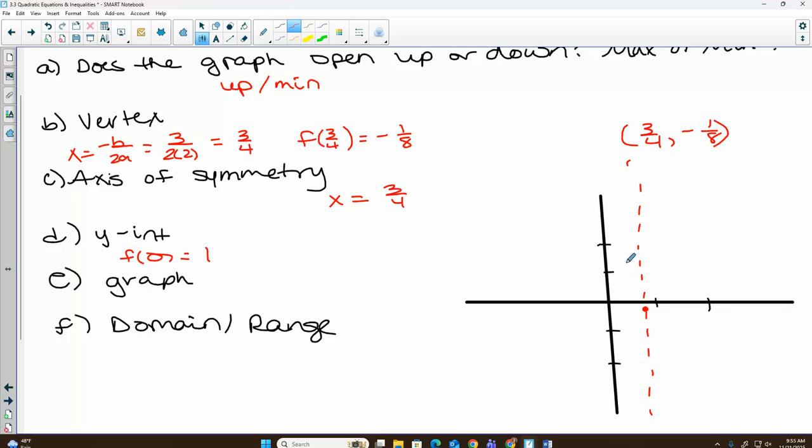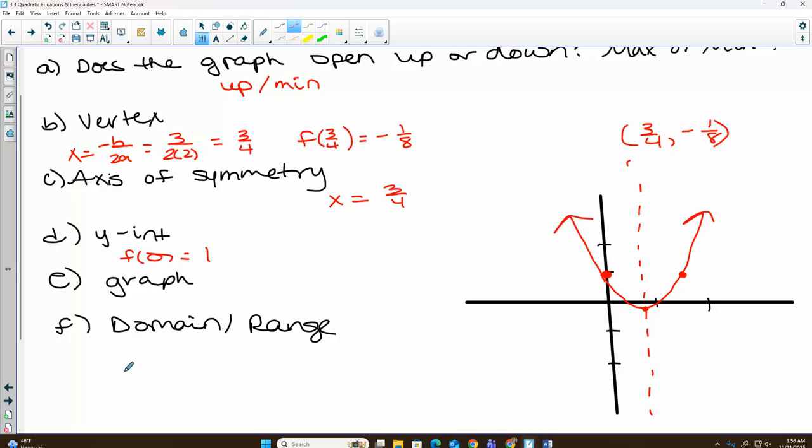Okay, my y-intercept is 1. That is 3/4 away from the axis of symmetry. So we need to go 3/4 the other direction, or 3/4 plus 3/4, 1.5. So now you have your 3 points, so you can get your graph.